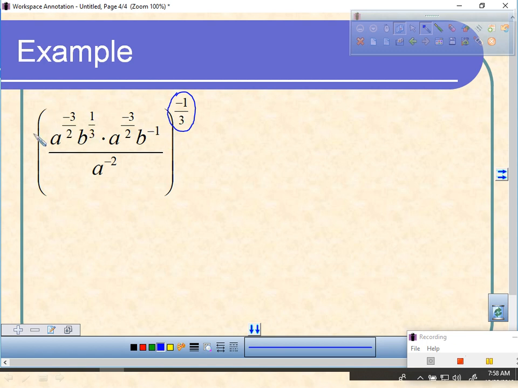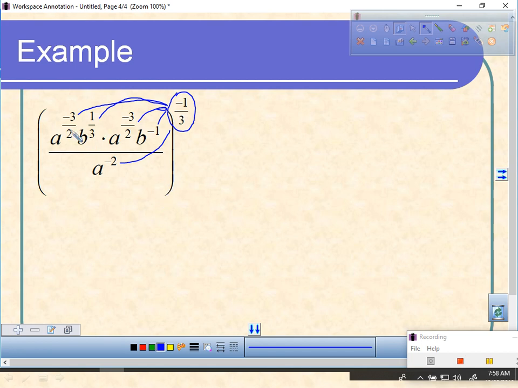Notice that this is in parentheses and it's raised to the negative 1/3. If you remember from yesterday, whenever you have an exponent to an exponent, you distribute, just like if you saw parentheses on a problem. So I'm going to distribute that negative 1/3 to each one of those powers. That's a negative 1/3, and I'm going to multiply each one of those.